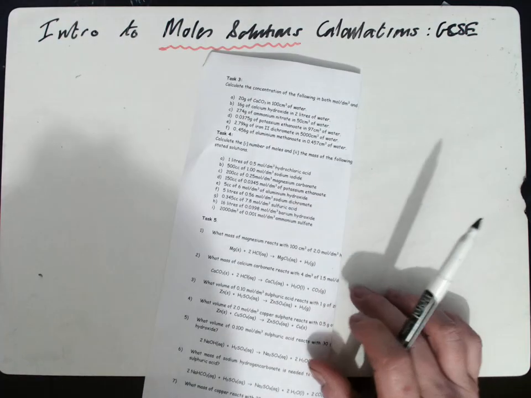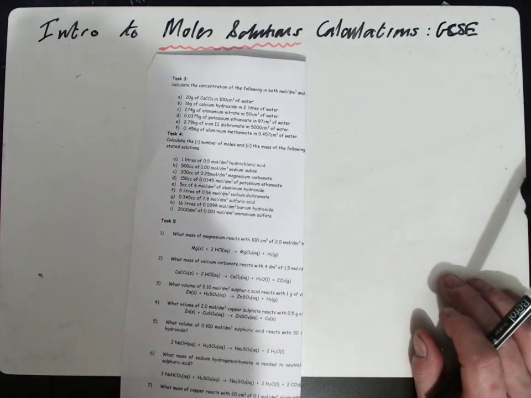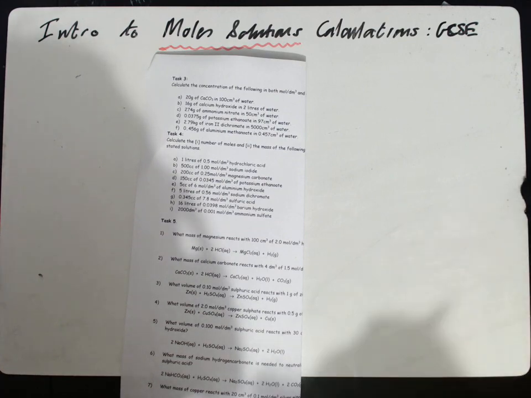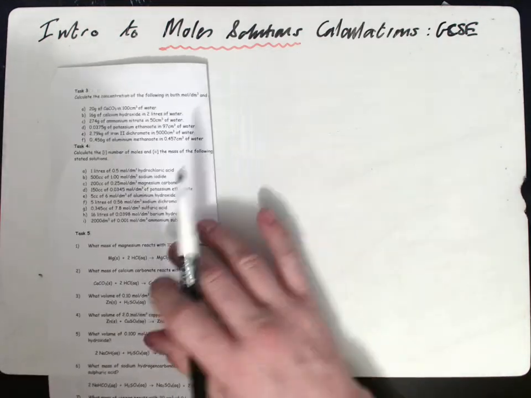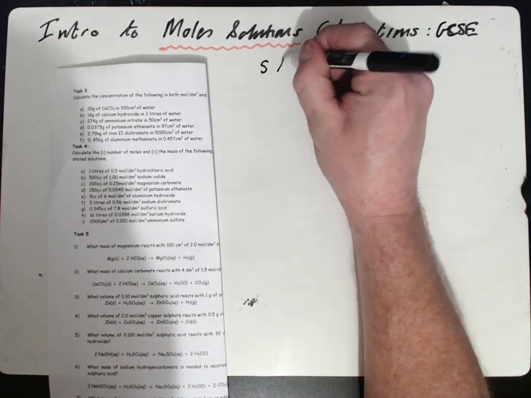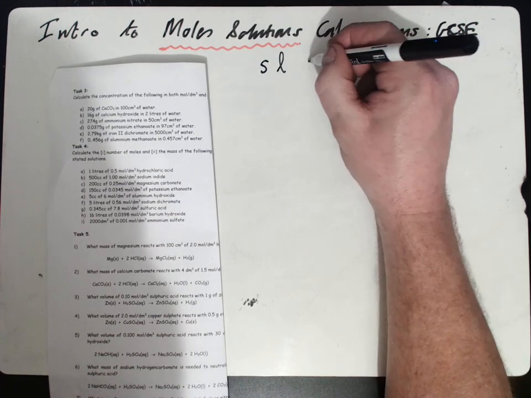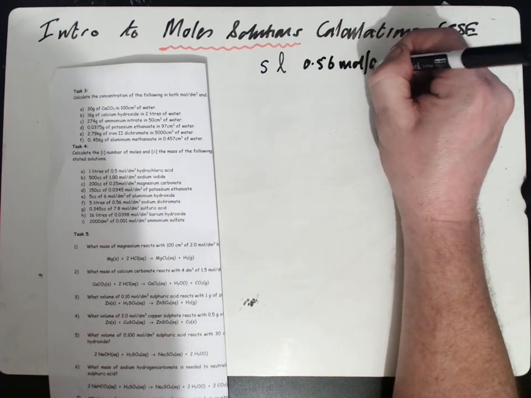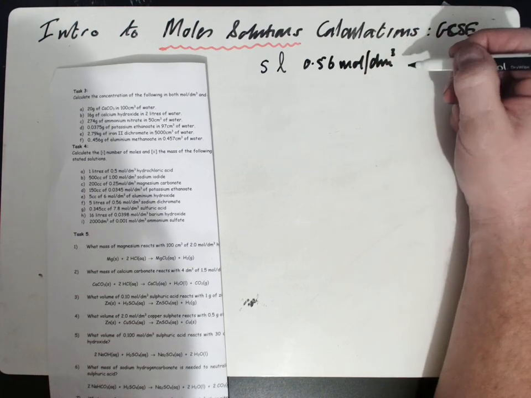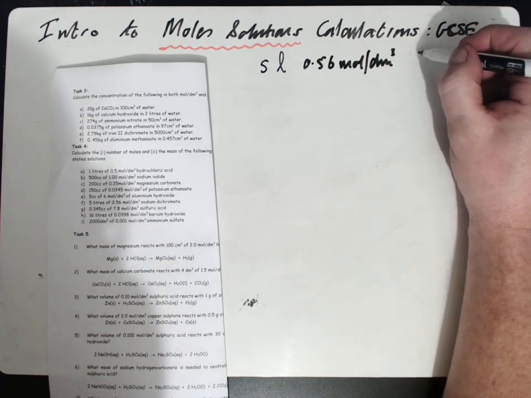So this time we'll do a couple of these as well. Let me see which ones. Right, okay. So we'll do letter F here. In F we've got, I'll just write it up here, 5 litres of 0.56 moles per dm cubed, and it's sodium dichromate.